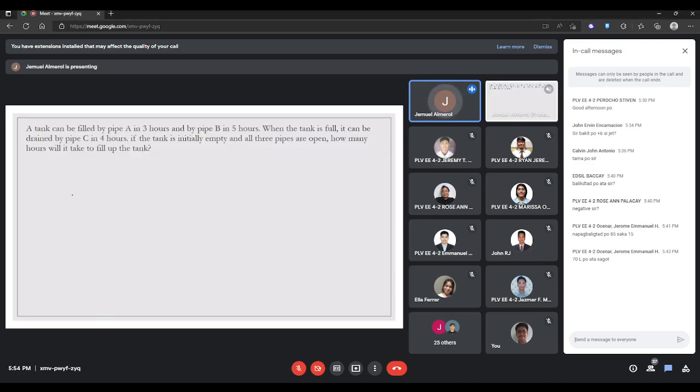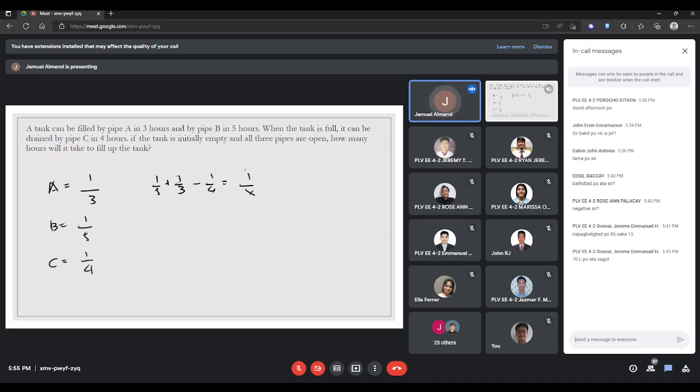So, ibig sabihin, sabay-sabay sila magtatrabaho para mapuno yung tank. So, si A can fill up the work in 3 hours. Si B, in 5 hours, and si C, in 4 hours. Kaso nga lang, si C ay kabaliktaran ng dalawa. Meaning, you have to add them up all. 1/5 plus 1/3 minus 1/4. Kasi siya, kabaliktaran ng dalawa. Meaning, i-subtract na siya. That would be equal to 1 over x.